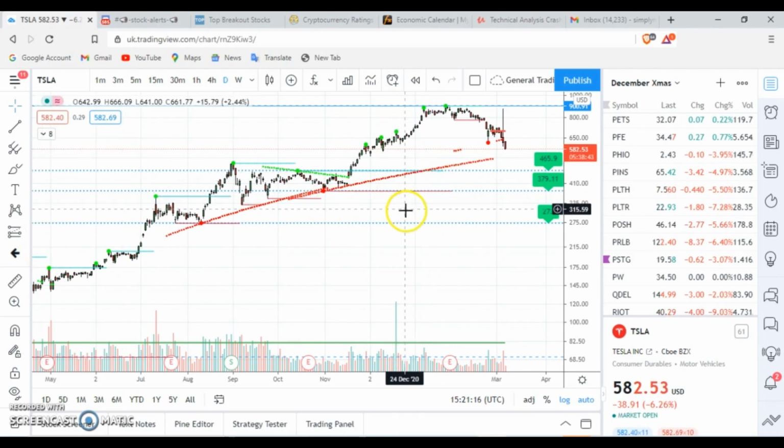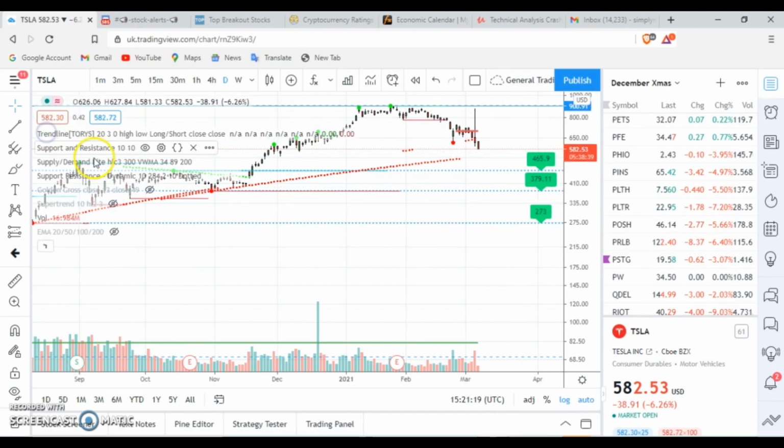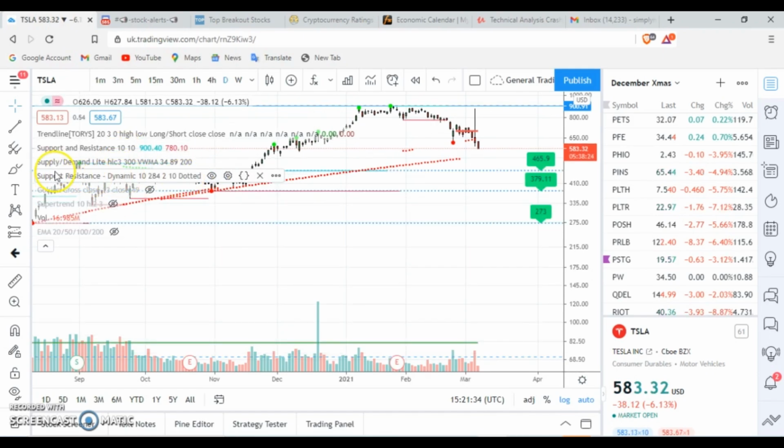And then we have support and resistance, right? These are dynamic support and resistance. Right, so this one's dynamic support and resistance. I'm going to show you a few. So you can have the dynamic support and resistance.